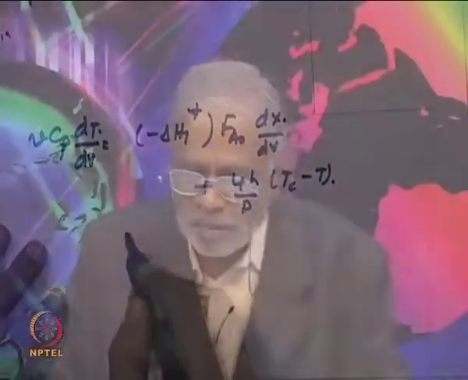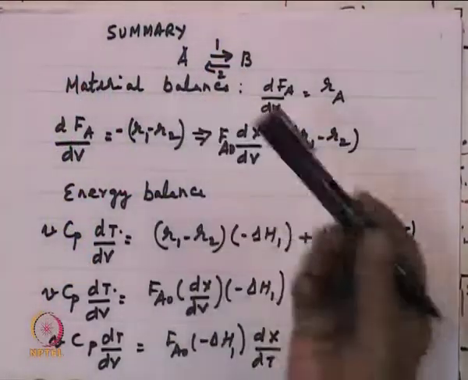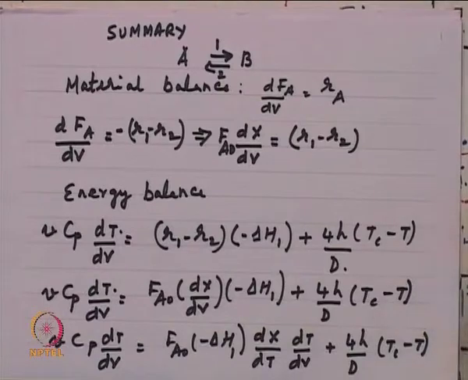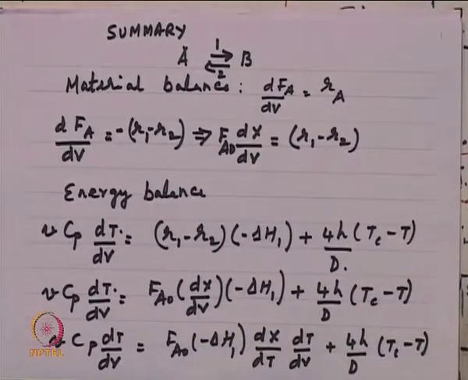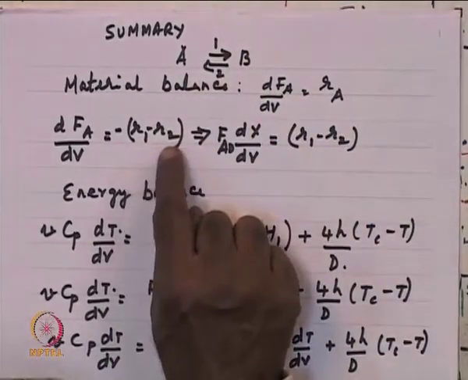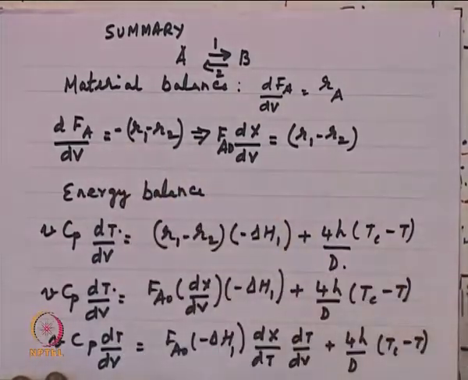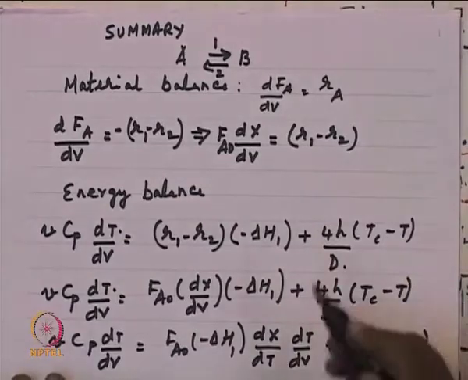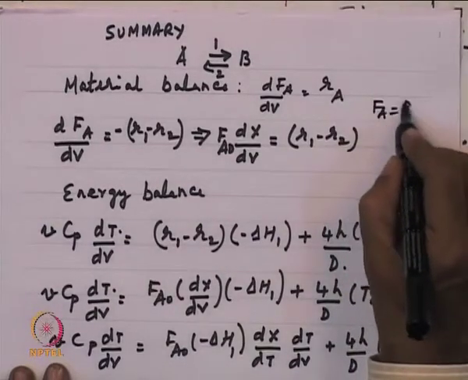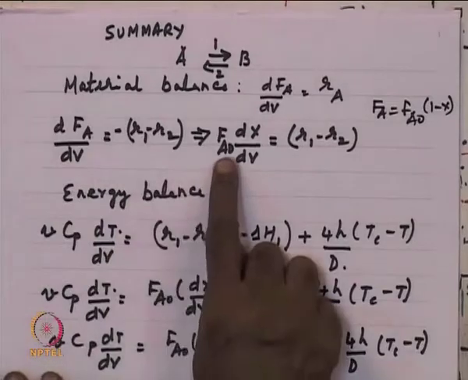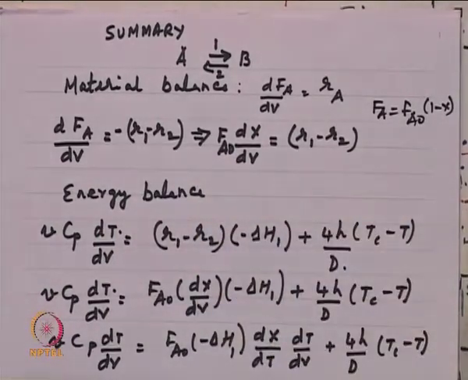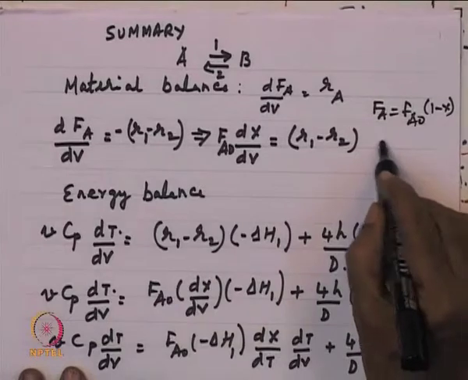Is that clear? Our reaction of interest is A going to B and B going to A, as an example. Now, we have written the material balance, which is dFA/dV equal to RA, something that we have written for a long time. Recognize that component A is consumed in reaction 1 and formed in reaction 2, so there is a negative sign here. If we call FA as FA0 times (1 minus x), based on our understanding of stoichiometry, then we can write the left hand side as FA0 dx/dV equal to R1 minus R2. It is not very difficult to understand this. This is the material balance; I call this equation 1.